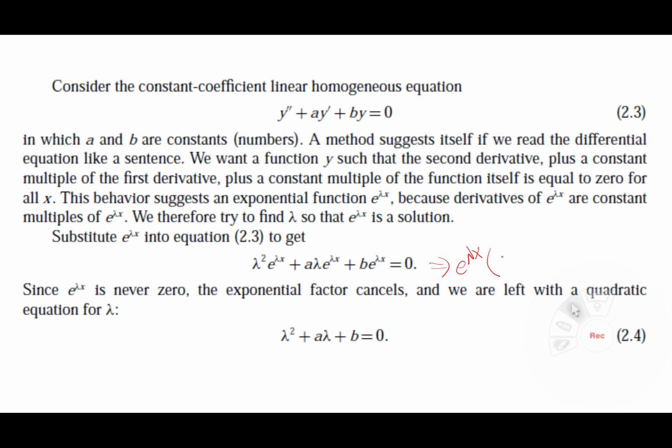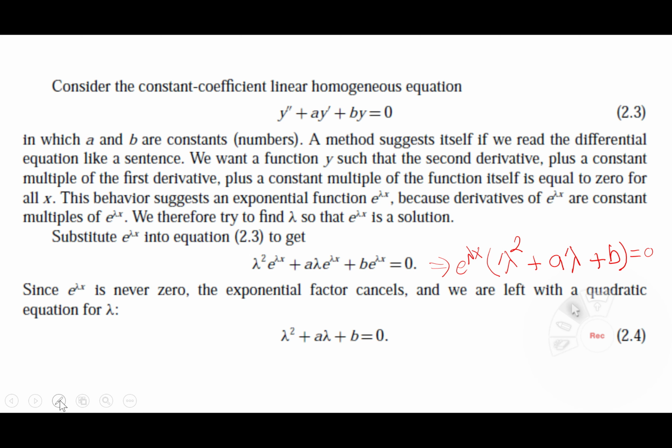The first one is going to be lambda squared plus a lambda plus b equal to 0, right? This is what we're going to have here. So the point is, we took this e to lambda x as a common factor, and we put the remaining lambda and constant coefficients between the parentheses, as you can see here, and we equate it to 0.